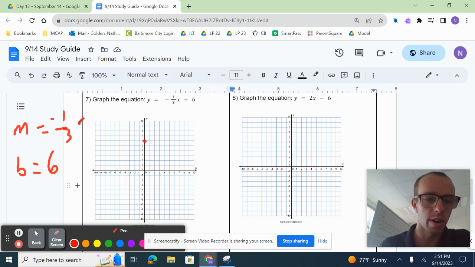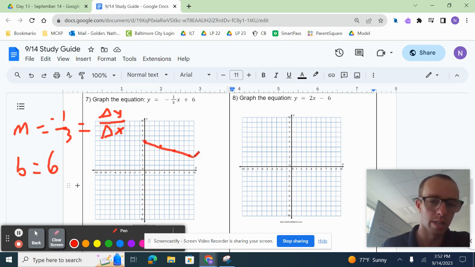The negative 1/3, this is a fraction. That's the change in y over the change in x. So the change in y is that I need to go negative 1 on the y, so I go down 1. And then the change in x is 3, so I need to go over 3. So I go down 1 over 3. Down 1 over 3. All right, this is a constant rate of change, so I'm just doing this forever until I can connect these points to make a line.